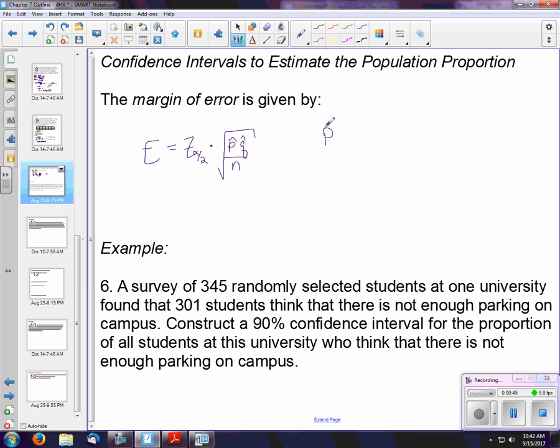So p hat, if you recall, is equal to the sample proportion, and q hat is the complement of p hat. And n is of course still your sample size.